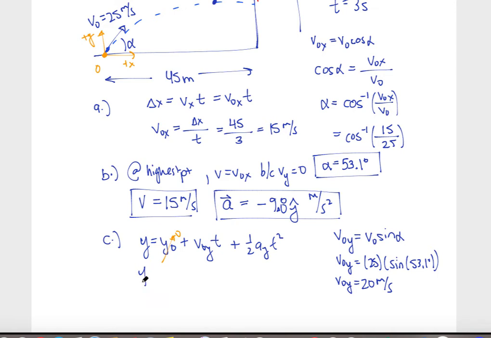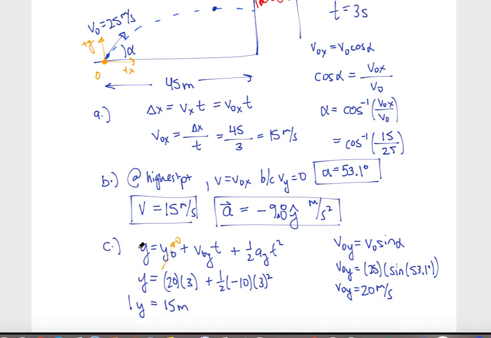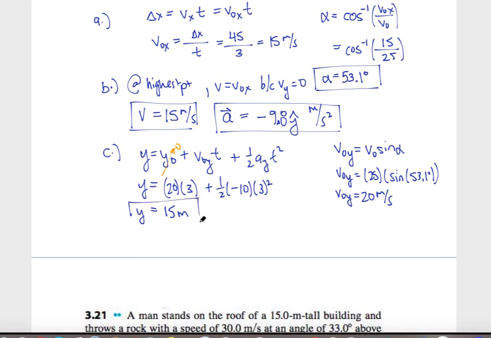Then whatever height should end up being 20 times the 3 seconds that is given before the hose hits the building, plus 1/2 times negative 10, I probably should have put negative 10 here for my acceleration, times the 3 seconds again that it's in the air. And so my y position for the water after 3 seconds should be 15 meters above the ground.